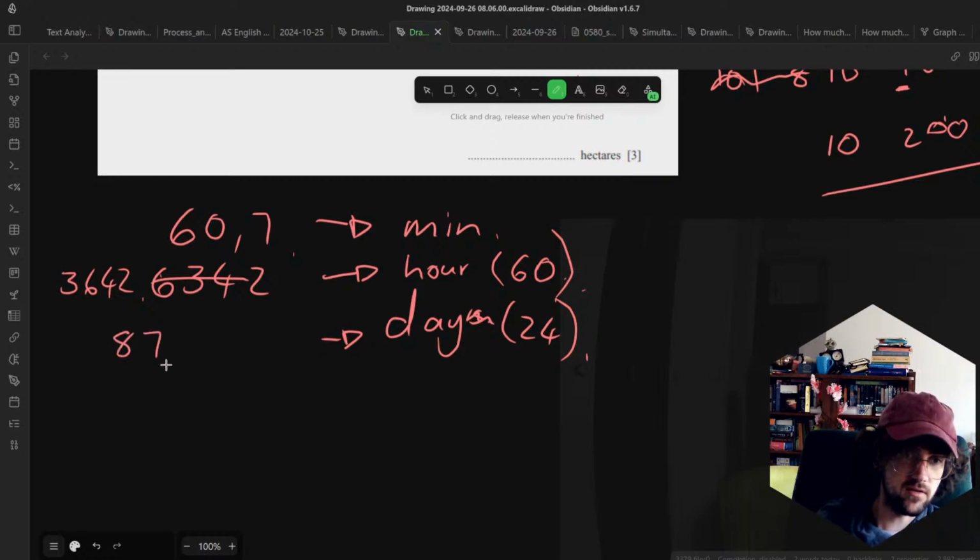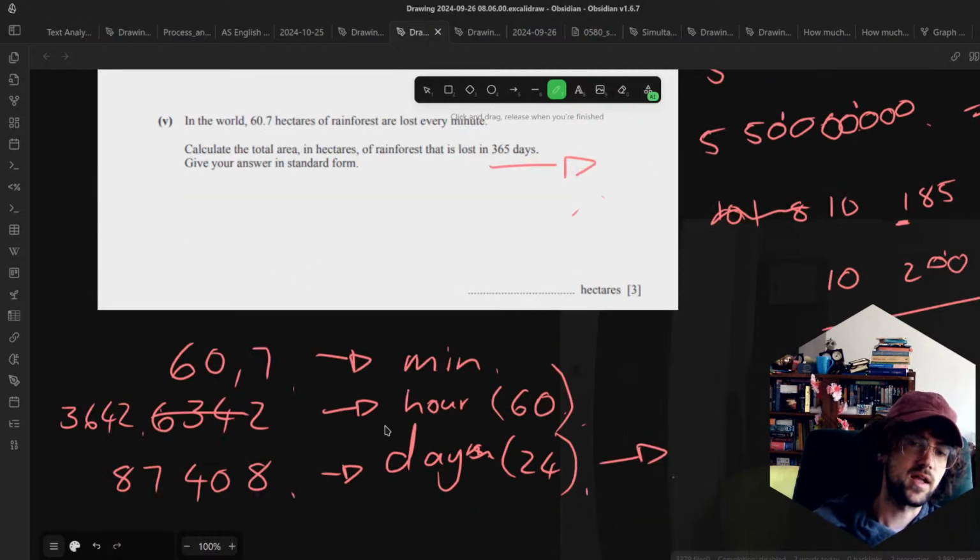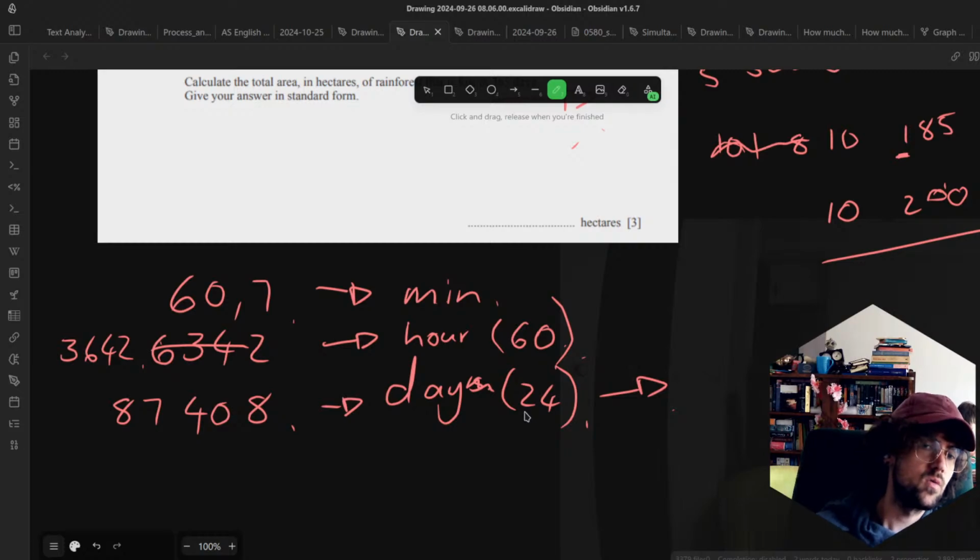So 87,408. Okay, we good with that? Sorry, that's how many minutes are in a day. Okay. So, not minutes, sorry. That's how many hectares we're losing every day. Okay. So we're losing that many hectares of rainforest every day. Now we want to see how many we will lose in 365 days. So we're going to take this 87,408 and we're going to multiply it.